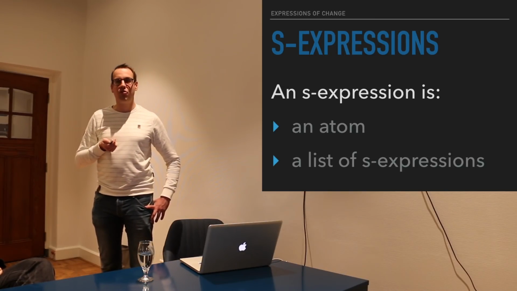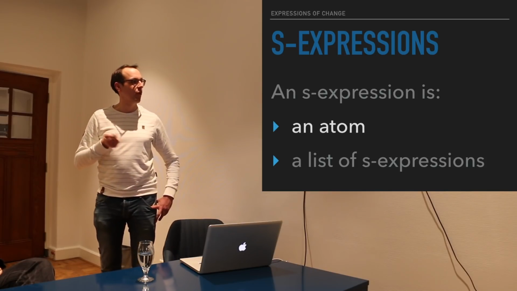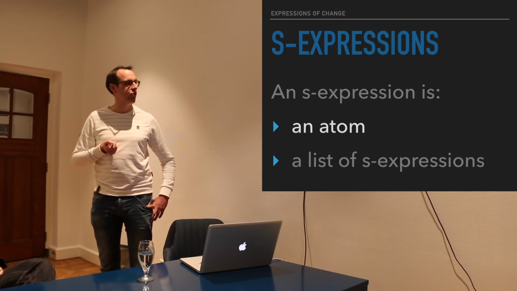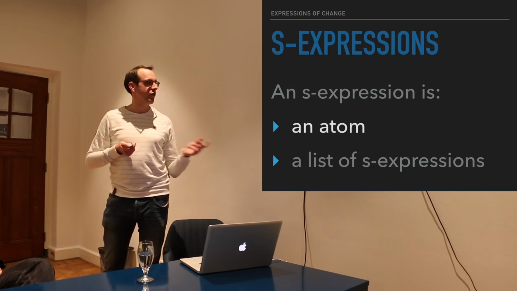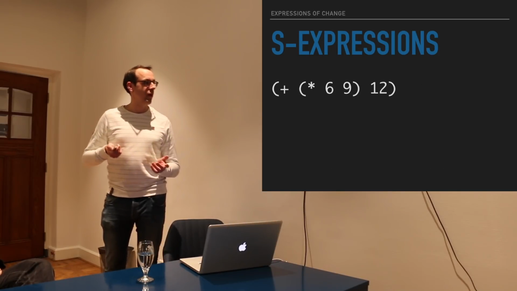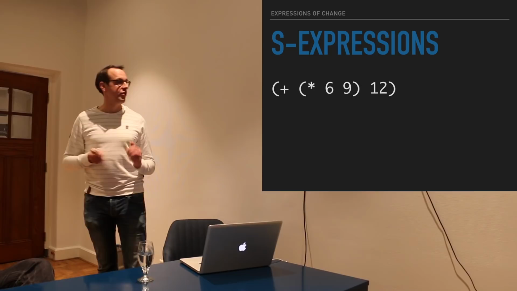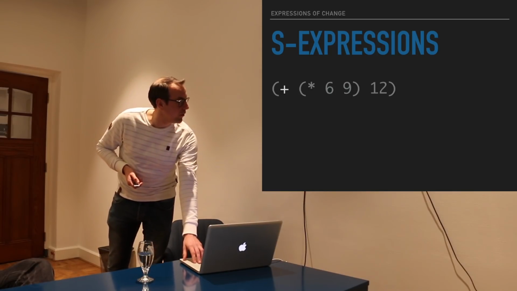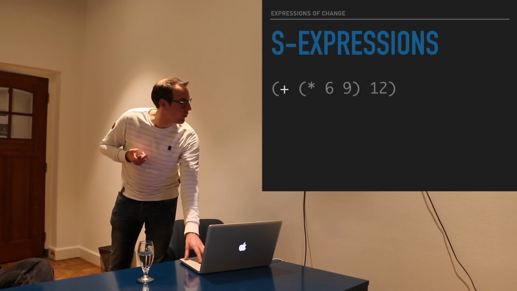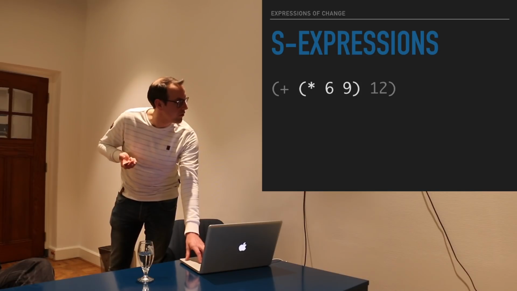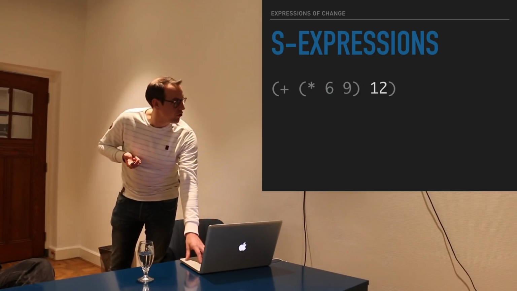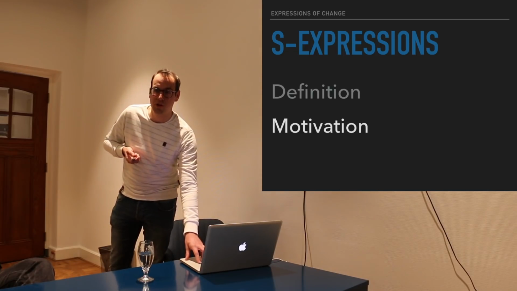So an S-expression is just recursively defined as either an atom or a list of S-expressions. An atom is just a piece of text, and a list of S-expressions is a list commonly denoted with parentheses. So here we have an S-expression which is a list expression, consisting of three further S-expressions, two of which are atoms and one of which is a further list expression.